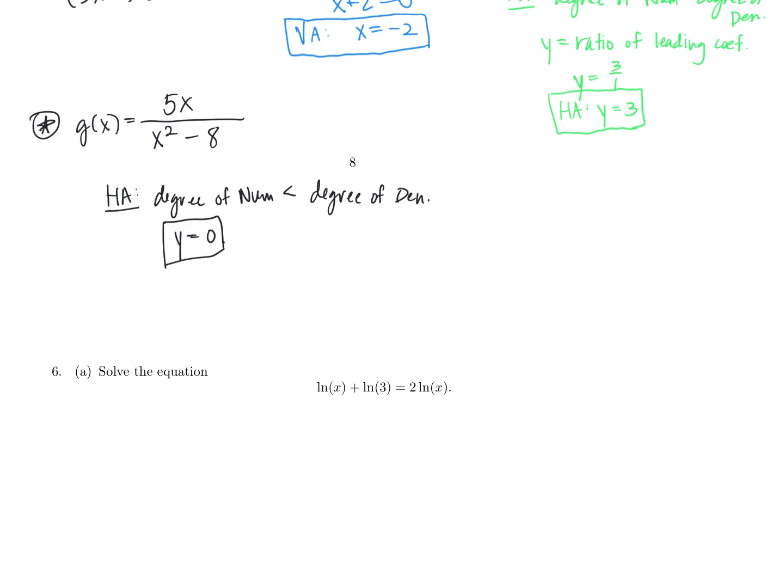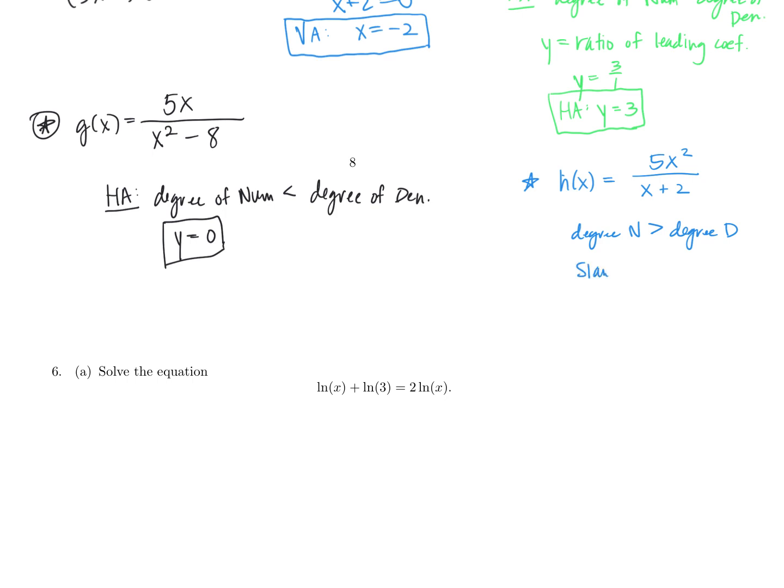Those are the two cases for a horizontal asymptote. The last thing, there's another case. Let's say I have this h function. Notice here, the degree of the numerator is bigger than the degree of the denominator. So the degree of the numerator is greater than the degree of the denominator. In this case, you will not have a horizontal asymptote.